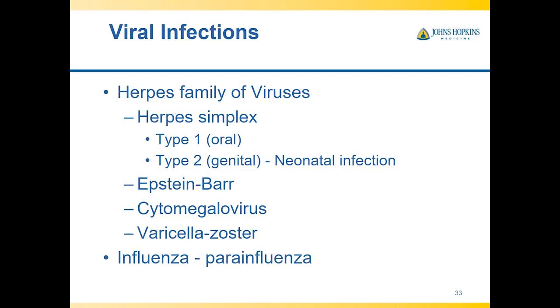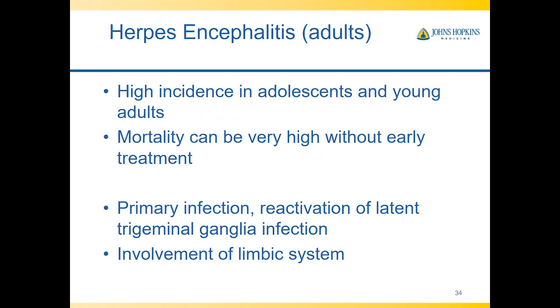We will focus on herpes encephalitis. There is high incidence in adults and adolescents. Mortality can be very high, or morbidity can be very high without early treatment. The source is thought to be a primary infection or reactivation of latent trigeminal ganglia infection. There is often involvement of the limbic system in patients with herpes encephalitis occurring in adults.